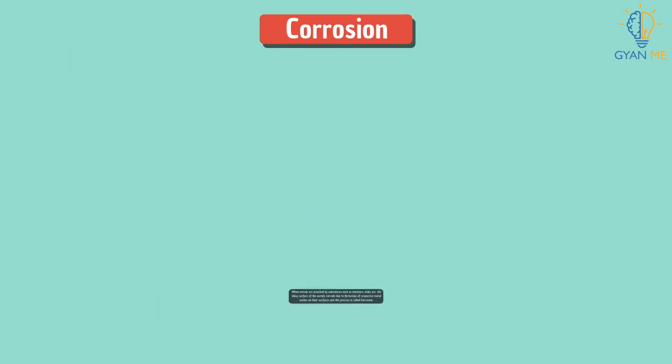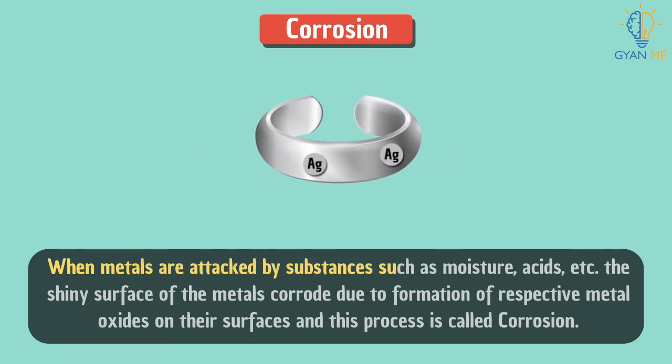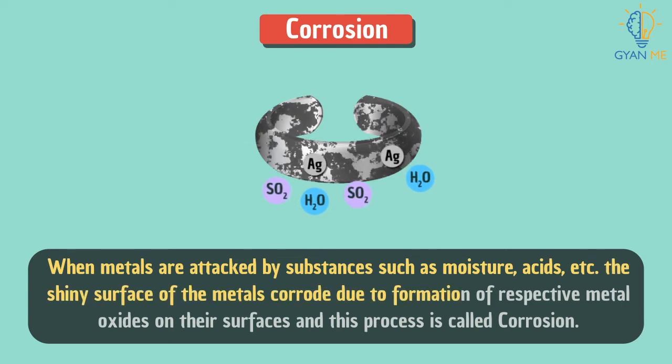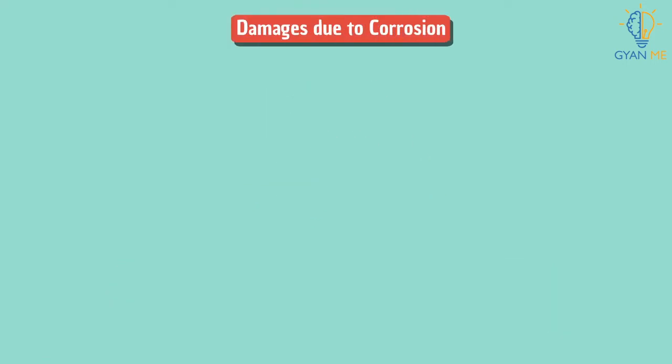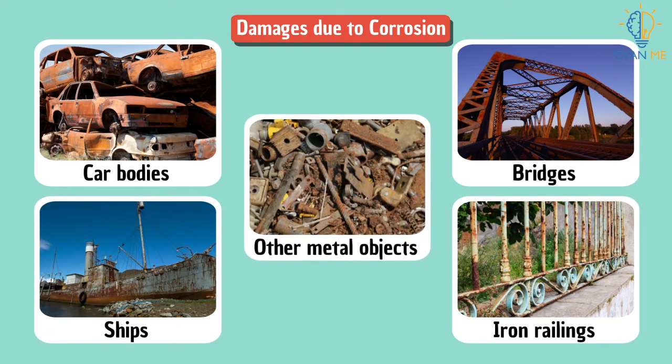Now, we can describe corrosion as when a metal is attacked by substances such as moisture, acids, etc., the shiny surface of the metals corrodes due to formation of respective metal oxides on their surfaces, and this process is called corrosion. Corrosion causes damage to car bodies, bridges, iron railings, ships, and to all the objects made up of metals, especially those of iron. Corrosion of iron is a serious problem.